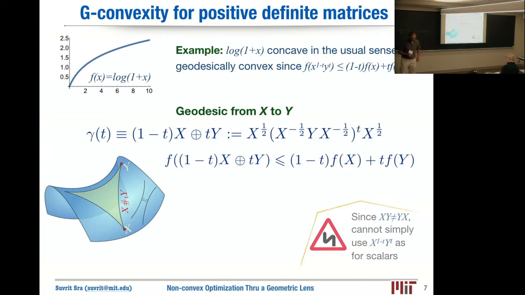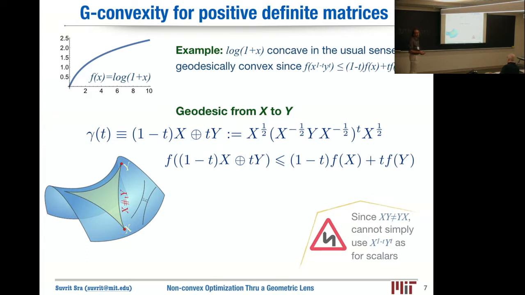So under that geometry, we get a beautiful closed-form geodesic. This thing is also known as the matrix geometric mean, and it has that beautiful form because we are in the non-commutative setting. That's the reason I find it really interesting. And functions which satisfy this convexity inequality along that curve, I call them geodesically convex on that manifold. That's the one I'm going to care about, okay?